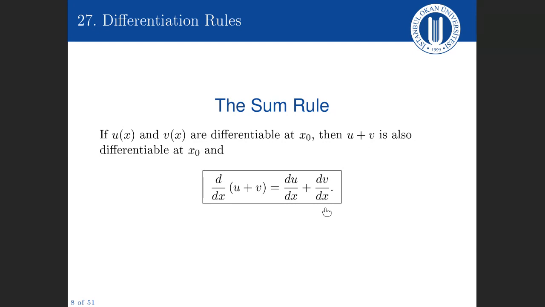And again, this just comes from the sum rule for limits. I'm not going to write down the proof of this rule, but you could write it down just using the limit definition of derivative, split this up into two limits, and then you'll find that you get du dx plus dv dx.